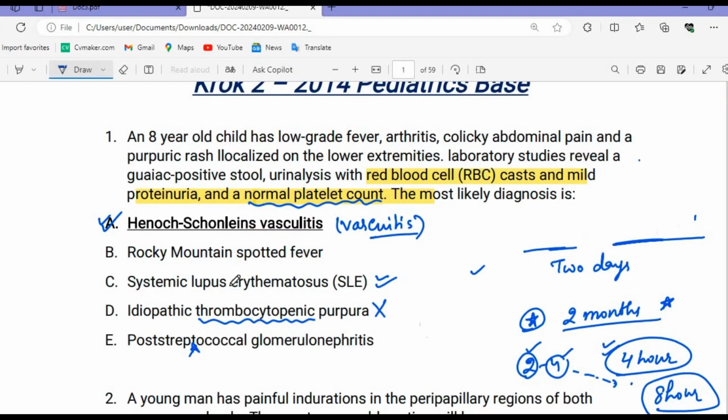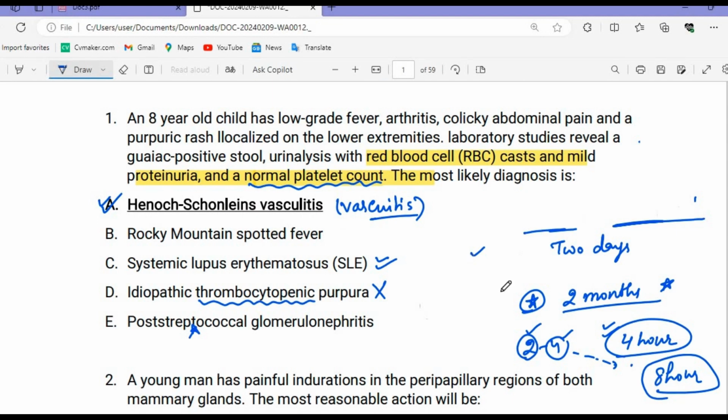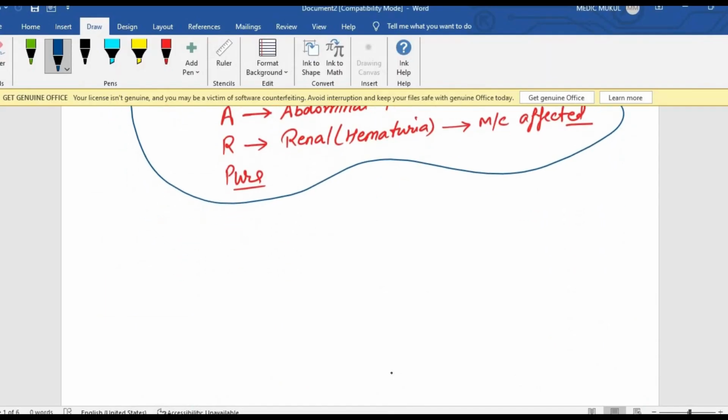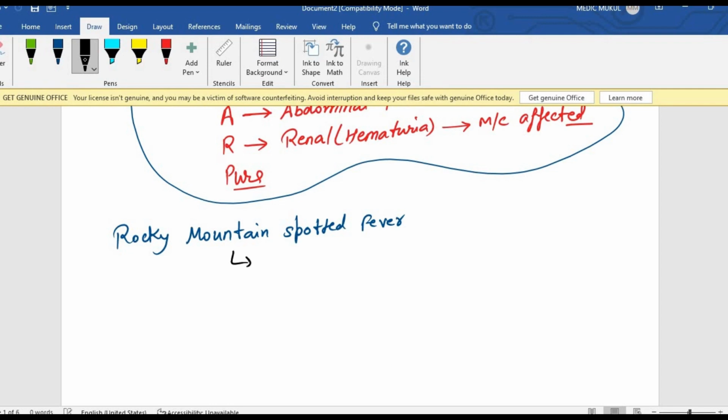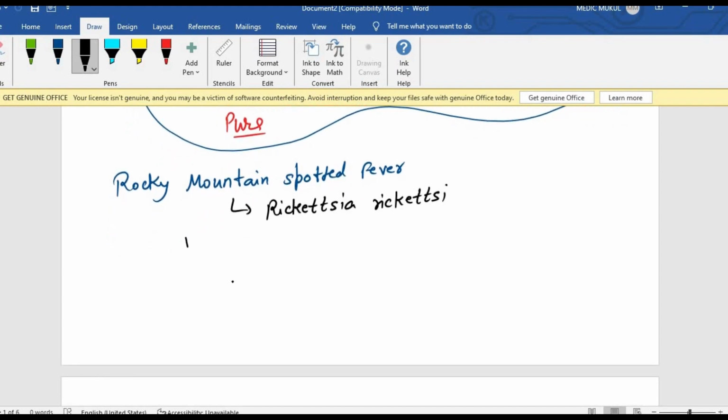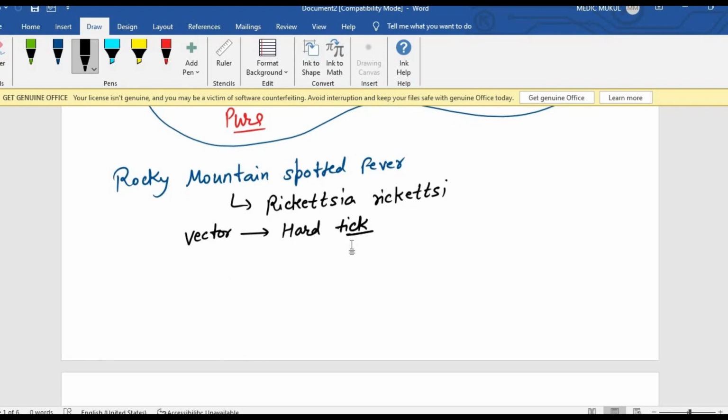Now see the second option we studied: Rocky Mountain Spotted Fever. It is caused by Rickettsia rickettsii. So what is the vector for that? The vector is the hard tick. This is again like the questions from Krok 1. We already studied Rickettsia rickettsii.